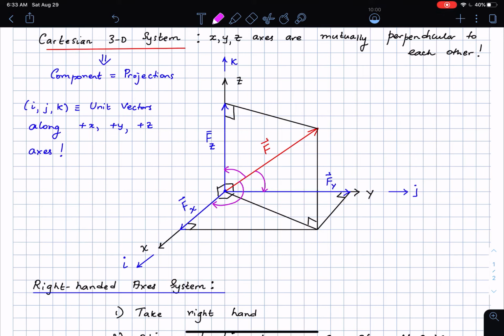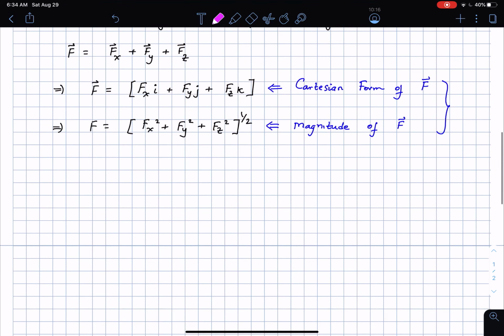So these are three angles, and I'm going to call them gamma, then beta, and then alpha. And these angles are called the coordinate direction angles. So I'm going to write them here. The angle alpha is the angle made by the tail of vector F with the positive x axis. That is very important.